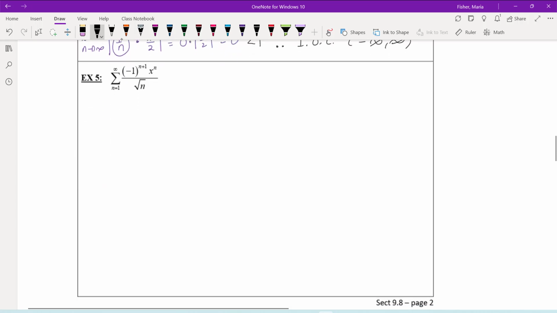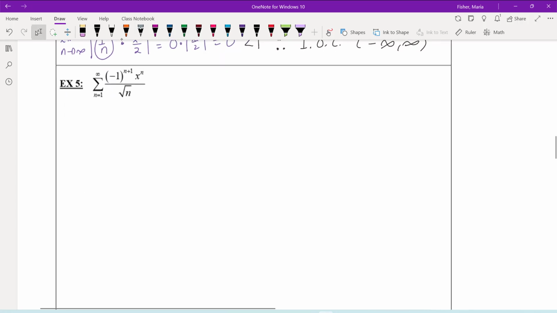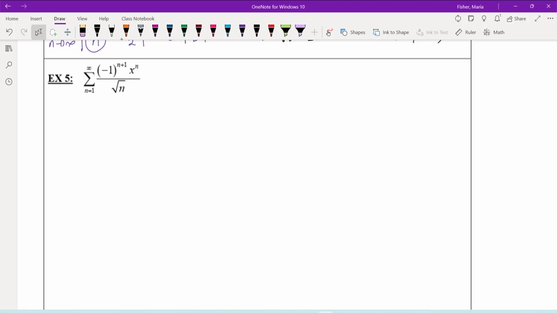Let's look at number 2. The sum from n equals 1 to infinity of (-1)^(n+1) times x^n over the square root of n. I'm going to figure out where I'm centered. Here's my x. It's by itself. I set it equal to 0. I get x equals 0, so I know that I am centered at 0.